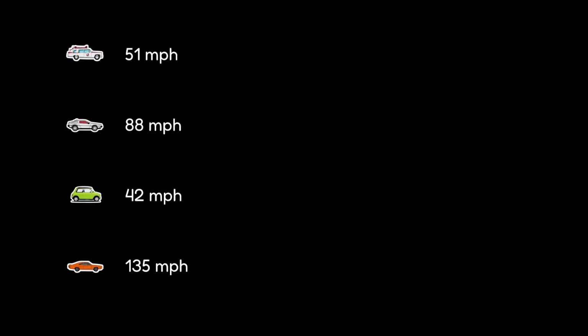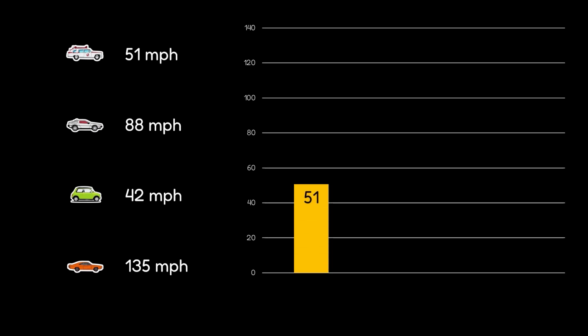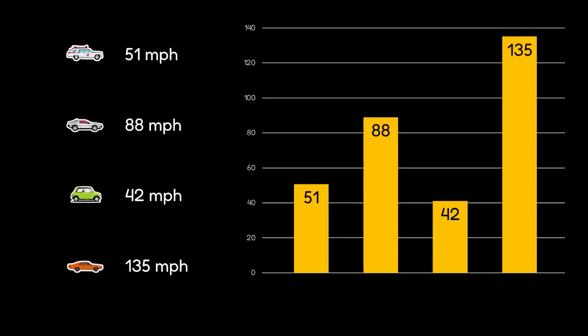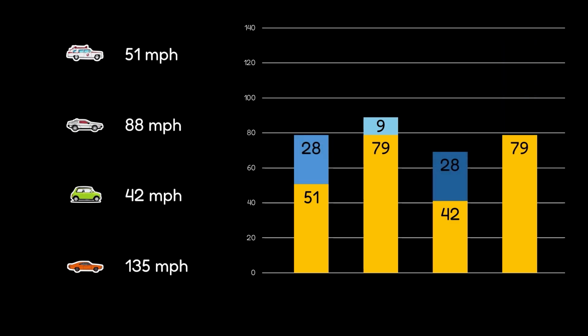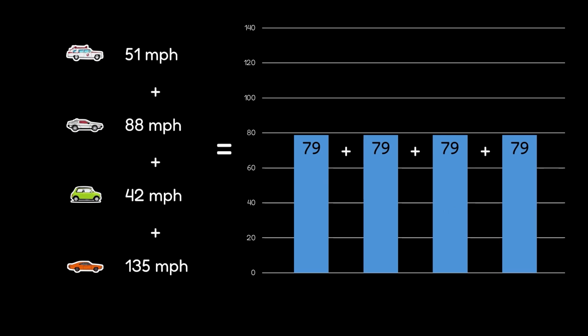Let's begin by clarifying what we mean when we say to take the average. Take the four initial speeds and represent them with a bar chart. Now try to level them as if they were towers of bricks, moving blocks from one column to another. When all the columns have the same height, that height is 79. In other words, 79 is the number that repeated 4 times and added together gives the same result as adding 51, 88, 42, and 135.